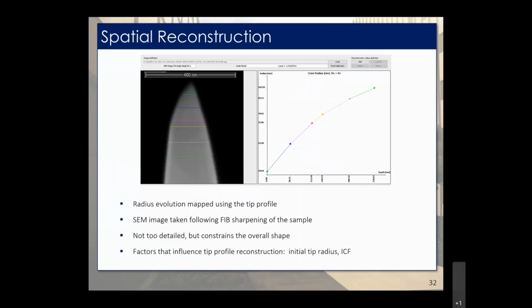So now what we can do is try and see if there's other factors we can do within this radius evolution profile to calibrate some of the other factors that will influence this reconstruction. For a tip profile reconstruction, we're looking primarily at the initial tip radius, where we begin building this profile, and the image compression factor as the primary other parameters that we would need to calibrate.